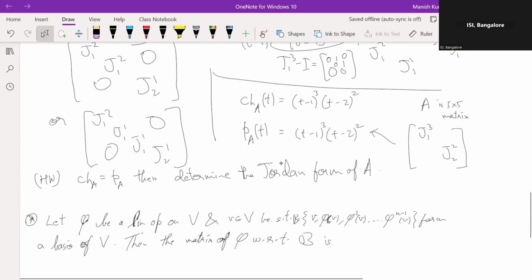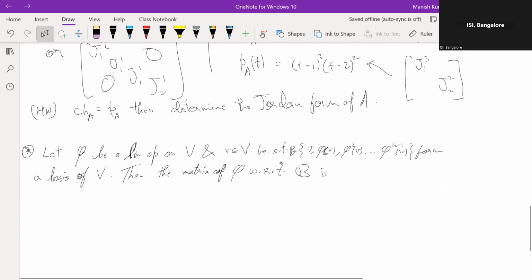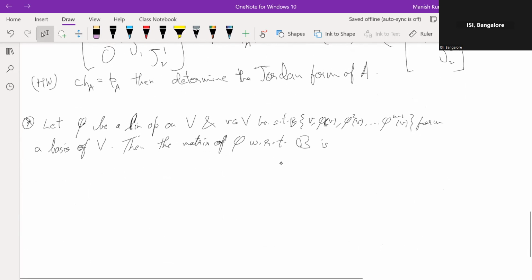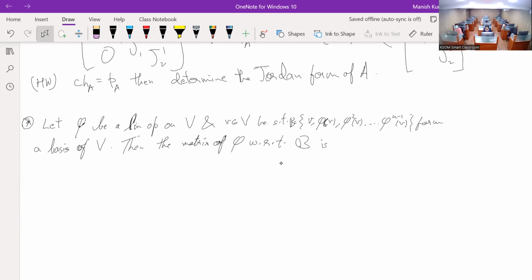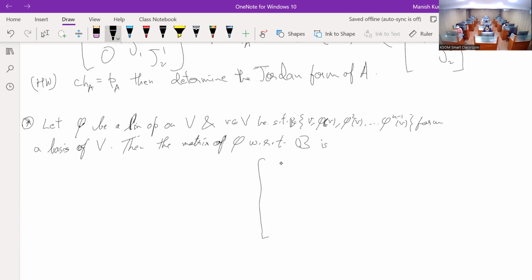So say if phi is a linear operator of V, and suppose there exists a v in V such that v, phi v, up to phi n minus 1 v forms a basis. Here capital V is an n-dimensional vector space. Then what will be the matrix of phi with respect to this basis? The elements on the diagonal and the subdiagonal. Yeah, so the subdiagonal. Everything else is zero.